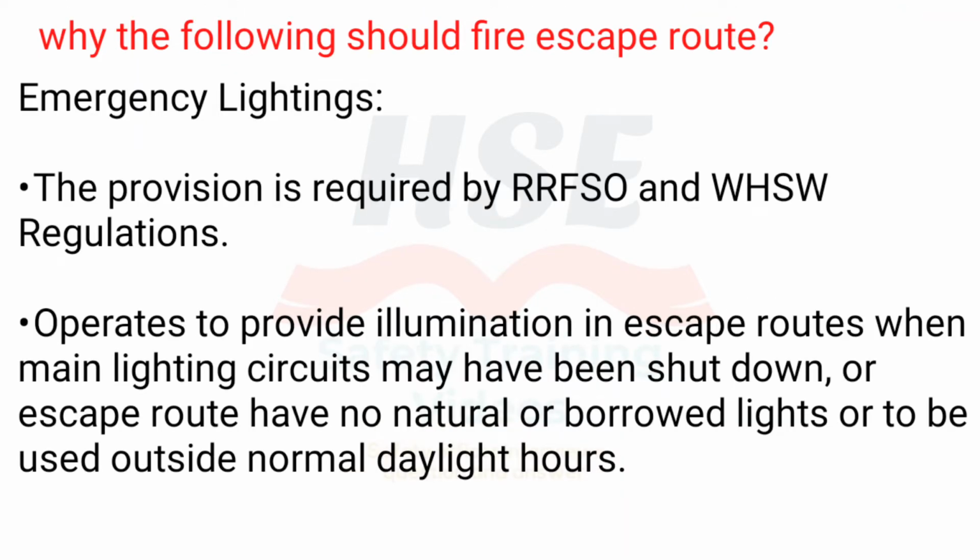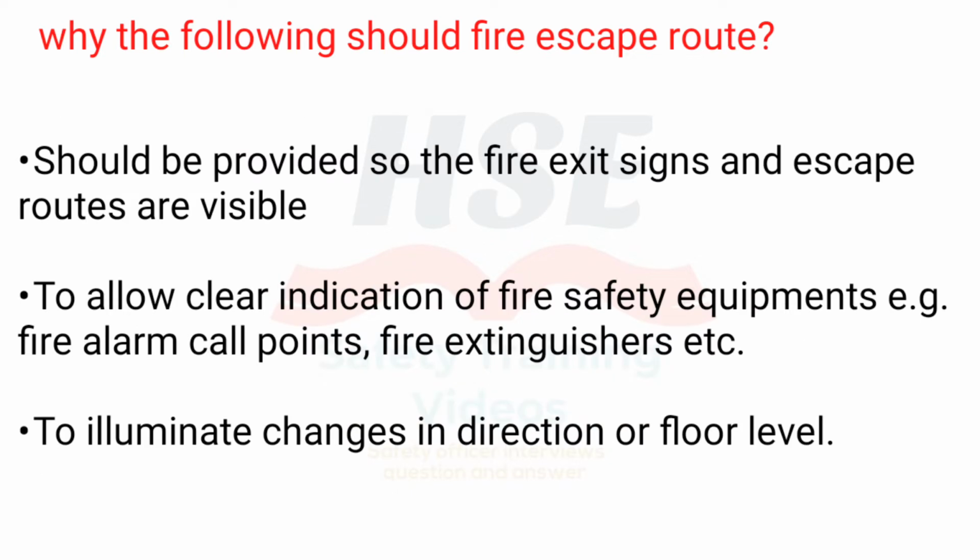Why the following should be on a fire escape route. Emergency lighting. The provision is required by ISO and WHSW regulations. It operates to provide illumination in escape routes when main lighting circuits may have been shut down, or escape routes have no natural or borrowed light, or to be used outside normal daylight hours. It should be provided so the fire exit signs and escape routes are visible.